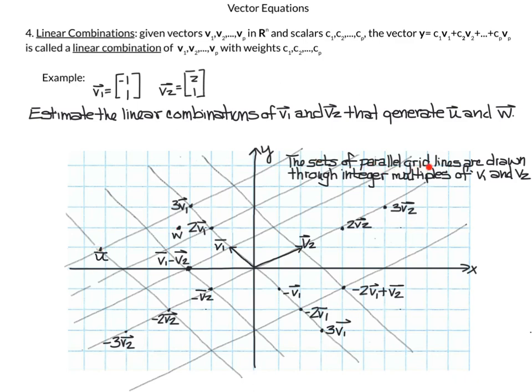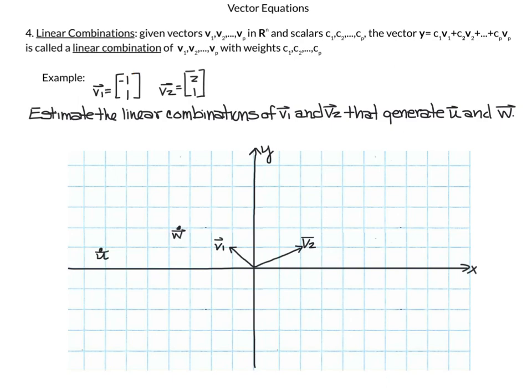And the sets of parallel grid lines are drawn through the integer multiples of v1 and v2. So this diagram looked really busy to me the first time I looked at it. So first, let's look at it without all the other little extra lines here. I have drawn v1, which is negative 1, 1, and v2, which is 2, 1. So here's my v1, here's my v2, here's my w and u.